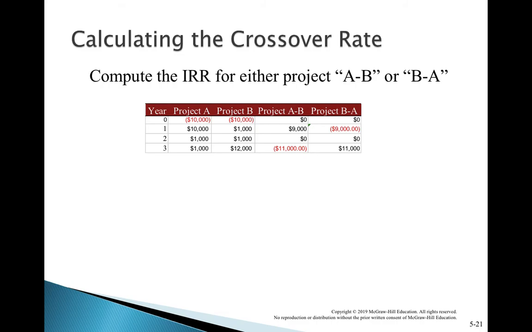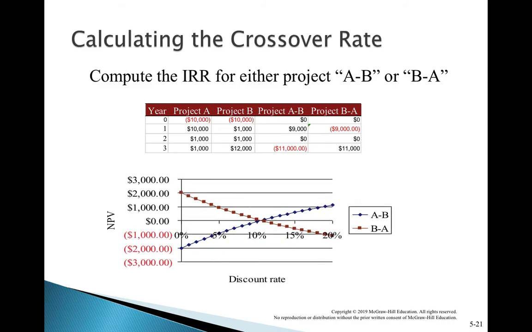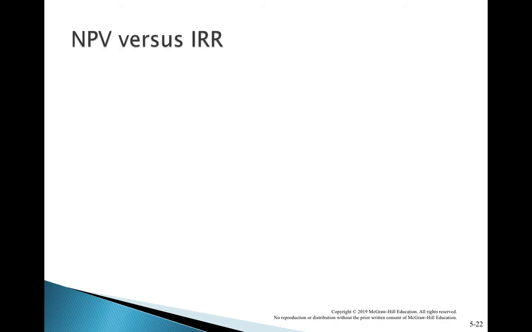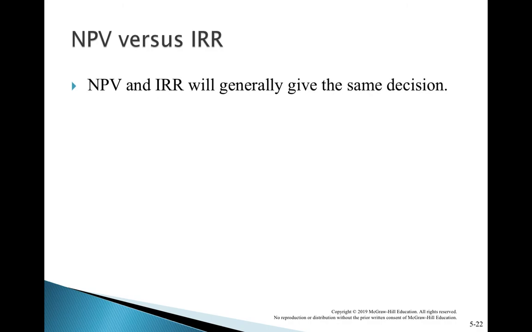Either you do A minus B or B minus A. Then you use the NPV or IRR. That is called the crossover rate. The IRR of the crossover rate is 10.55. Compare with your required rate of return. If IRR is better than that, accept or reject. This is the way we calculate if there are multiple projects.